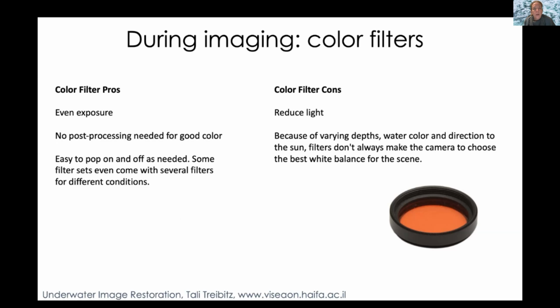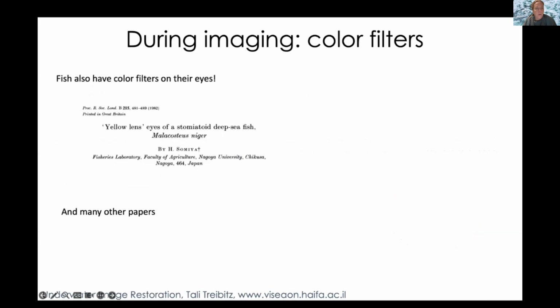But again, the amount of red, like the color distortion, also depends on the distances, the same as the contrast. So if you use a fixed filter, it's mostly good for a certain distance of the objects. It cannot correct all the objects at all the distances at the same time. And by the way, some fish also have yellow filters on their eyes.